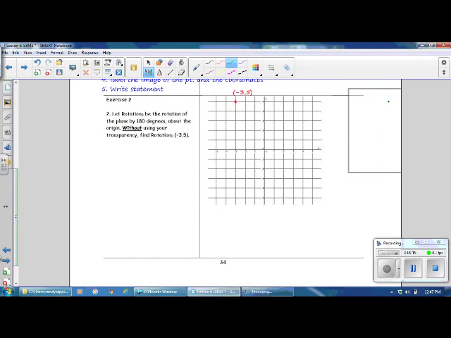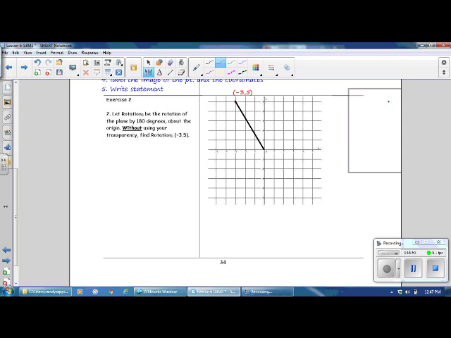Exercise 2. Let rotation O be the rotation of the plane by 180 degrees about the origin. Without using your transparency, find the rotation of (-3, 5). So in this problem, we know a couple of things. We know that the distance is preserved. So the distance from the point to the origin will be preserved. And when we put our new point on it over here, it will be the same distance as the original point is from the origin.